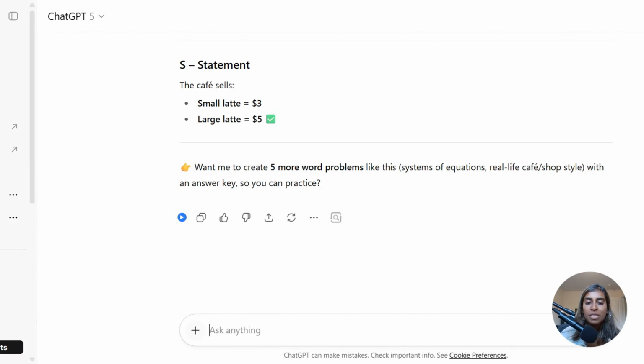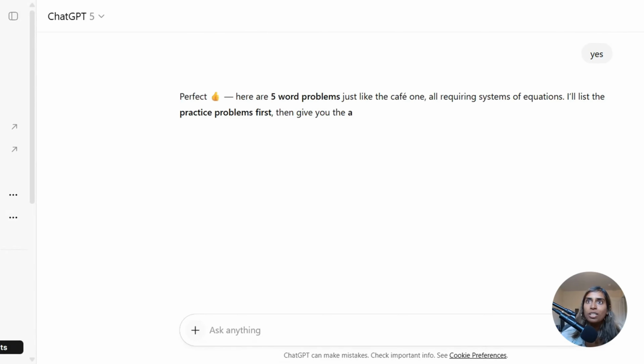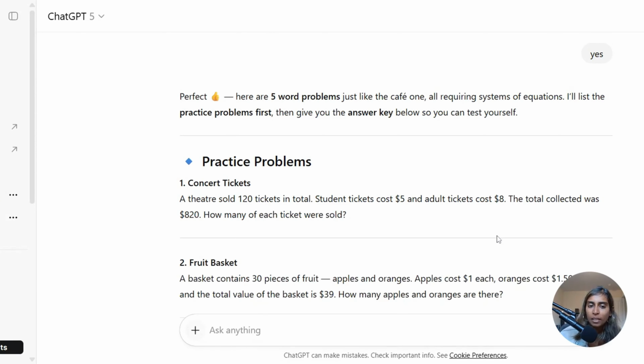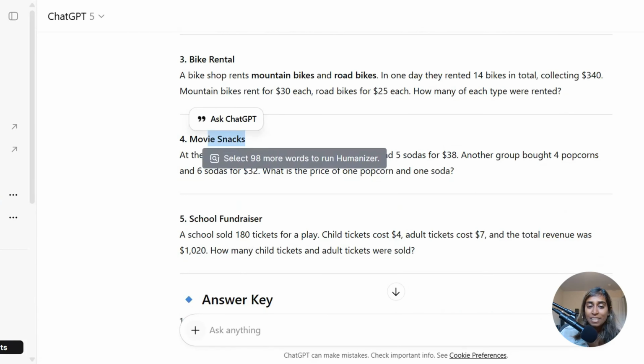Now, here's where adding 5 more word problems becomes even better. For word problems, it might be completely different when you're asking to get some more. So yes, I will say give me 5 more word problems, because when I was at school doing math, that's what I was mostly stuck on, the really longer word problems. Well, this one is a simple one, but now it's giving you completely different situations like concert tickets, fruit basket, bike rental, movie snacks. And I love this.